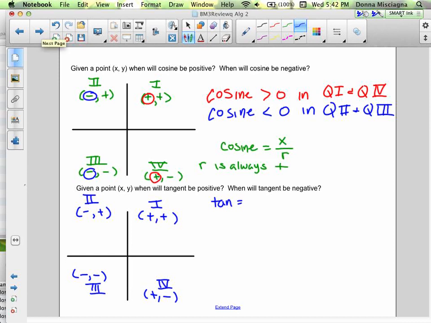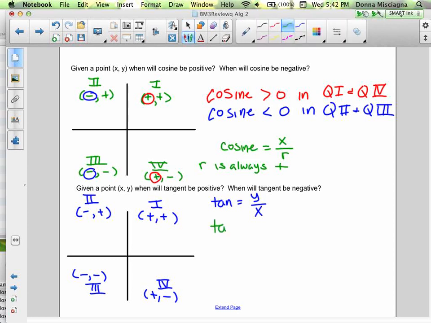is the opposite, y, over the adjacent, x. So anytime either of those two are negative, right, our tangent's going to be negative. If they're both negative, two negatives cancel, tangent will be positive. And if they're both positive, tangent will be positive. Right? So let's figure out in which quadrants tangent is positive.